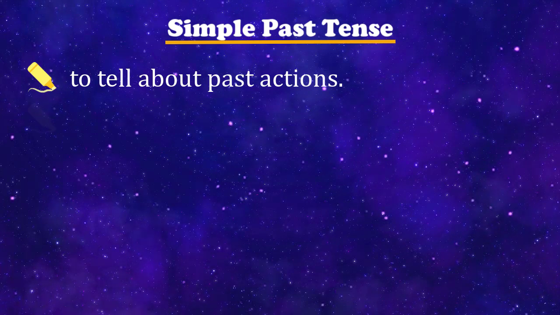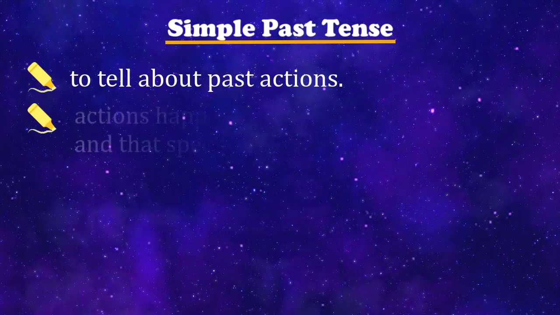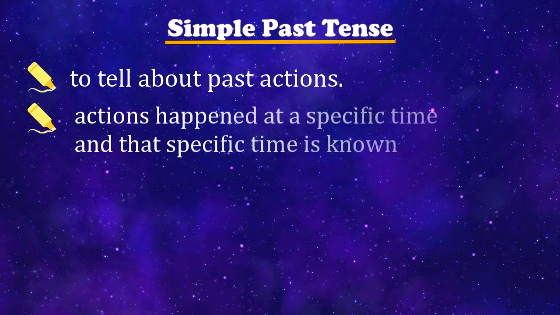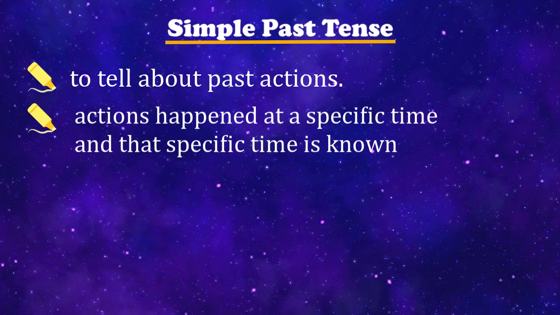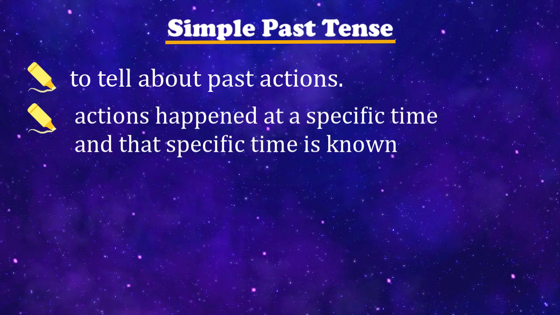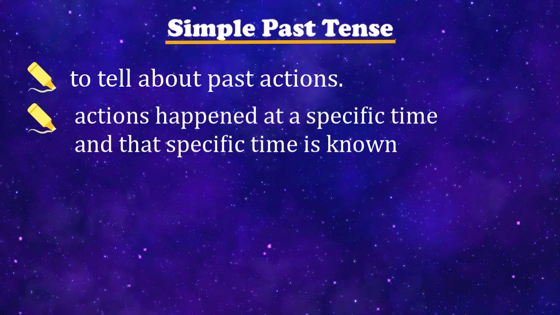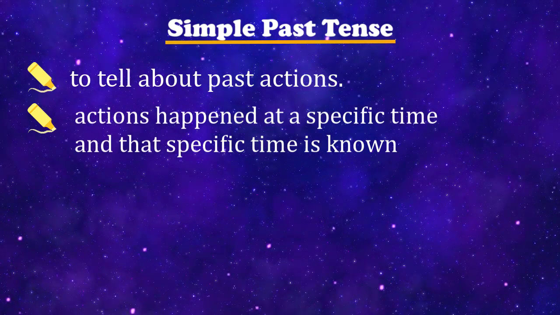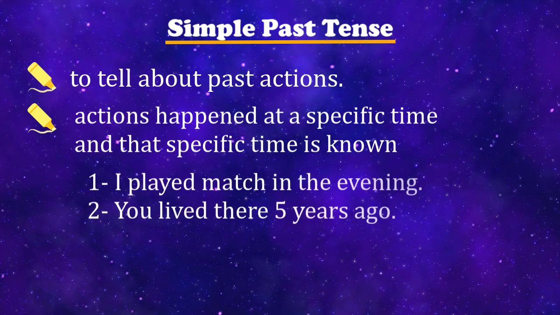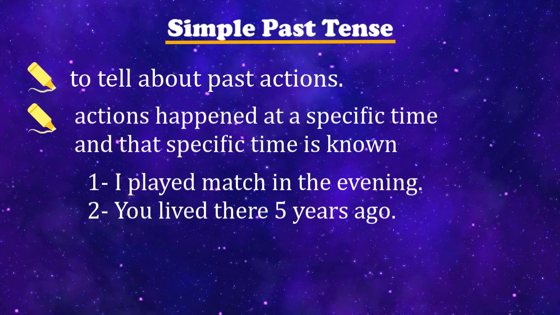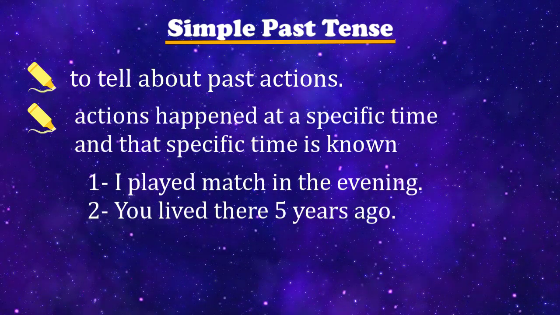The second point is that the particular time for that action is known. So whatever has been done in the past, we can say it by using this tense. If we did this work in the past at a particular time, like: I played a match in the evening. You lived there 5 years ago.